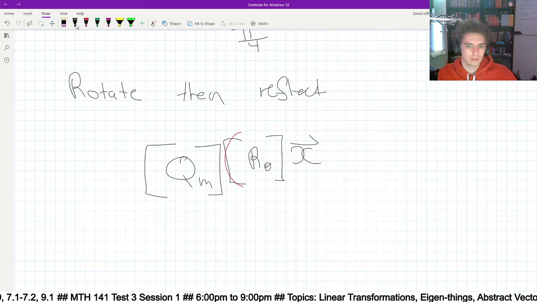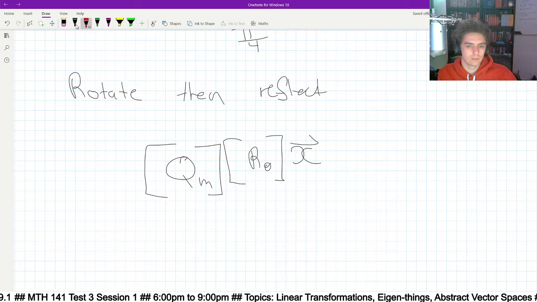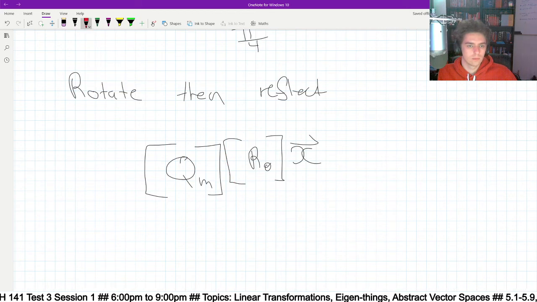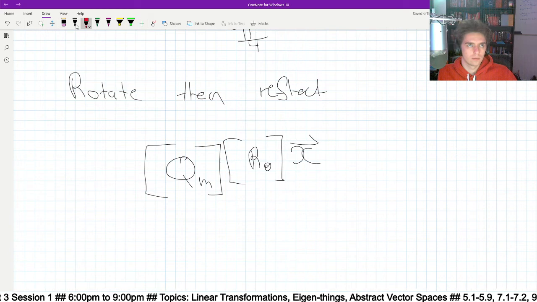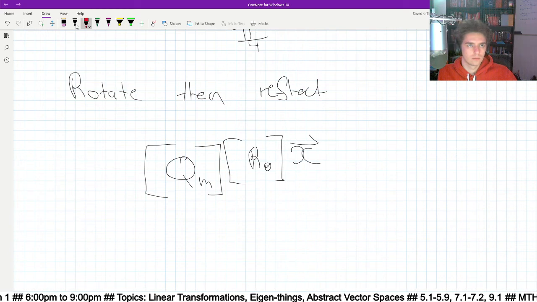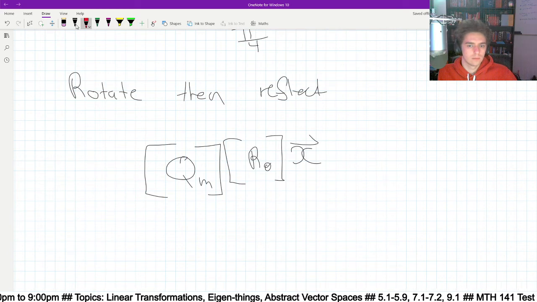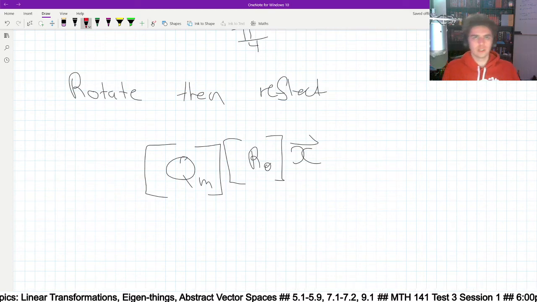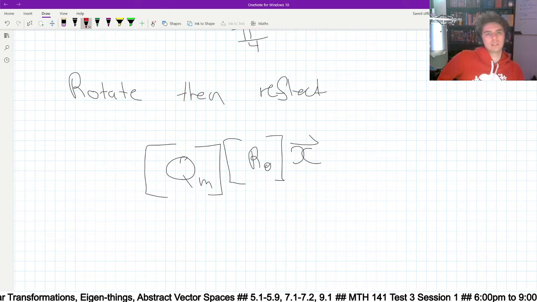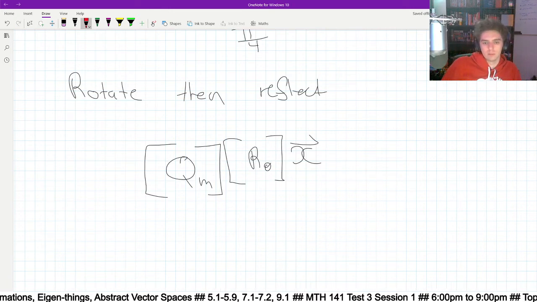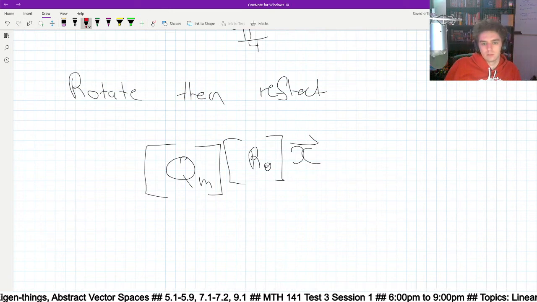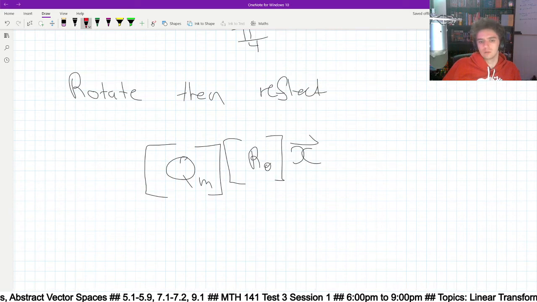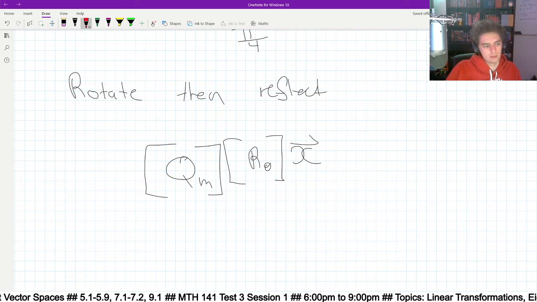Yeah, that makes sense. It does matter, because when you think of it, if you have a vector (1, 1), you rotate it 90 degrees, and then you reflect it, it's not going to be the same thing as if you reflect it and then rotate 90 degrees. So try to imagine it. It wouldn't be the same thing for sure. So order does matter in this case.